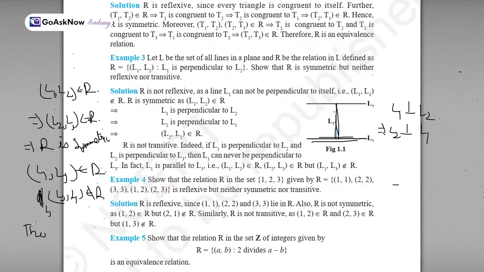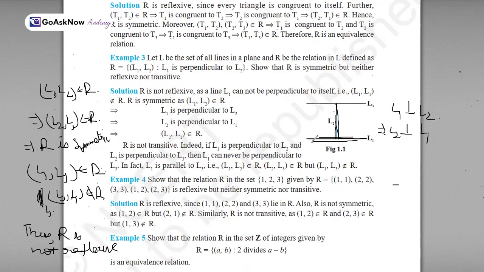Thus, relation R is not reflexive. It is clearly shown here that it is not a reflexive relation. Now we will see whether it is transitive or not.